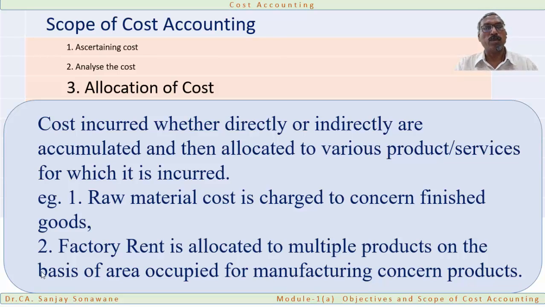So there are two varieties now. Once again, let us read this. Costs incurred, whether directly or indirectly, are accumulated and then allocated to the various products for which they are incurred. If it is a direct cost like raw material cost, we can easily identify it and allocate it to that product. If it is an indirect cost like a factory rent, then we have to divide this among the products, what we call allocation of cost. And when you combine the direct and indirect cost together, only then do we get the final cost of the product. So this is a very important process in cost accounting, what we call allocation of cost.